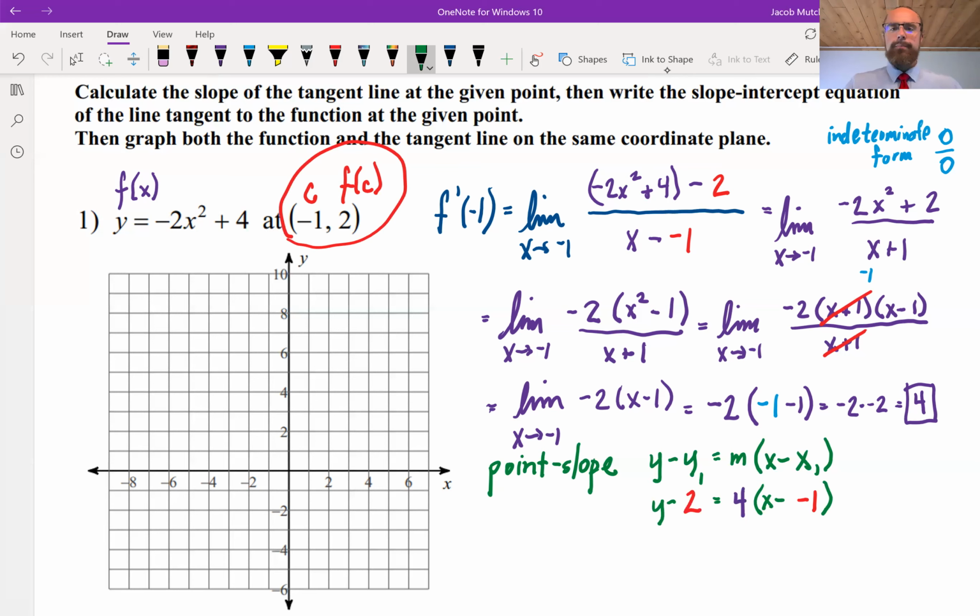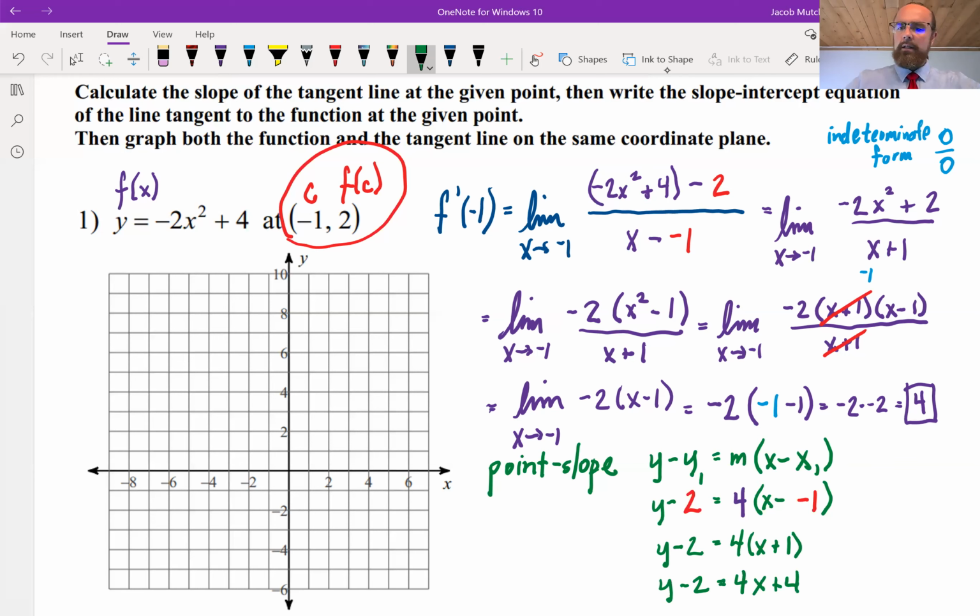Now I'm ready to simplify it. I want to end up graphing this line, so I need to put it in slope-intercept form, which is y equals mx plus b. So I'm going to simplify this equation. So it becomes y minus 2 on the left equals 4 times, in parentheses, x plus 1. I'm going to distribute the 4. So this now becomes y minus 2 equals 4x plus 4.